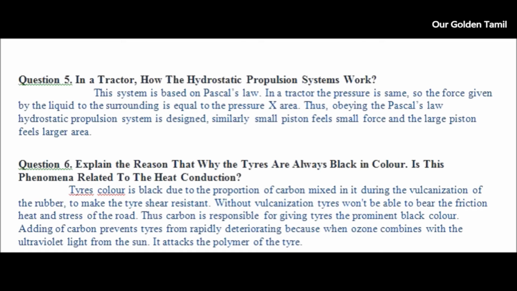Question 6. Explain the reason why tires are always black in color. Is this phenomenon related to heat conduction? Answer. Tires' color is black due to the proportion of carbon mixed in during the vulcanization of the rubber, to make the tire shear resistant. Without vulcanization tires won't be able to bear the friction, heat and stress of the road. Thus carbon is responsible for giving tires the prominent black color. Adding carbon prevents tires from rapidly deteriorating because when ozone combines with the ultraviolet light from the sun, it attacks the polymer of the tire.